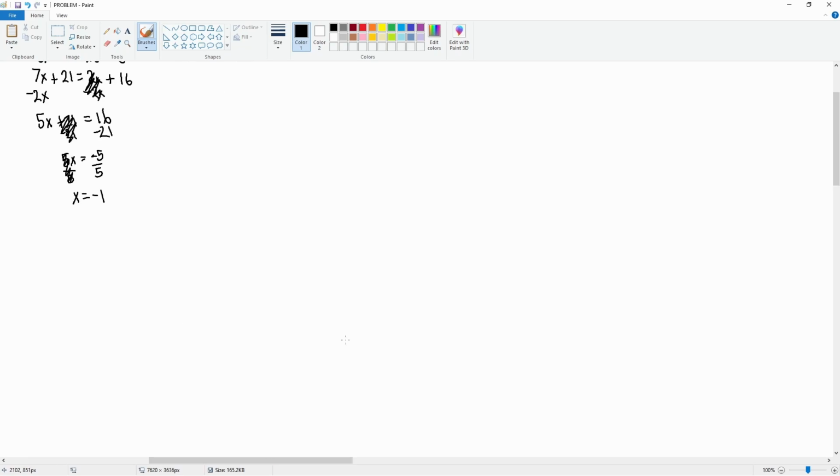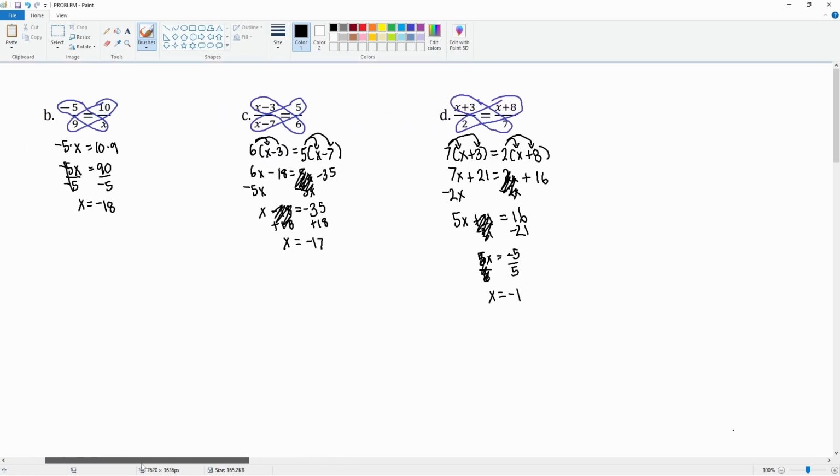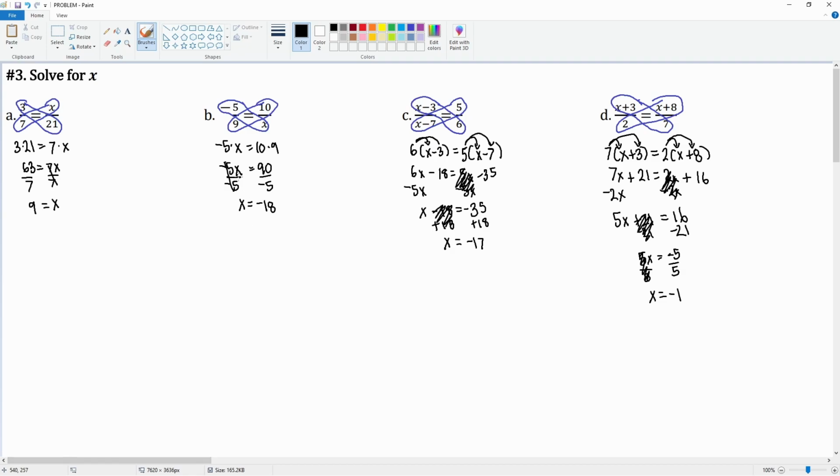Okay, I think those are the only 4 problems. So there you go. All of them require you to cross multiply and then solve for x.